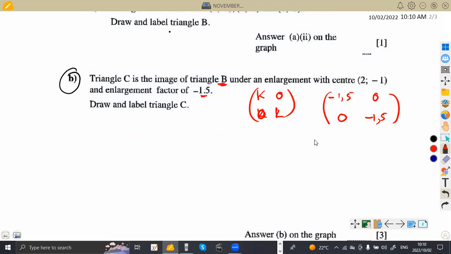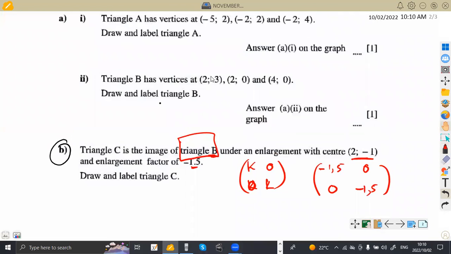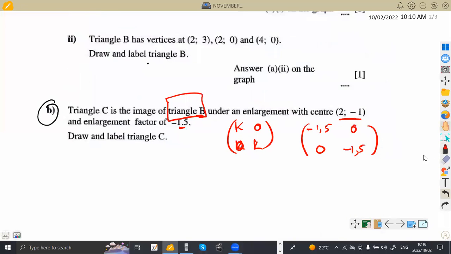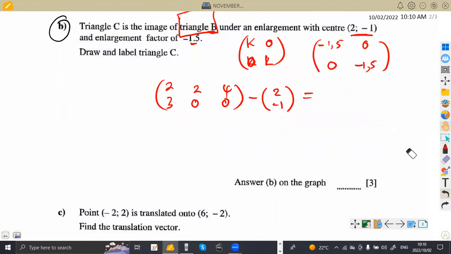But I told you guys, in order for you to use this matrix, you must remove the center from the coordinates of the object. Your object in this case is triangle B. So this is our B here. These are the coordinates that you're going to use, 2, 3. So you're going to subtract the center first, 2, 3, 2, 0, 4, 0, like that. Then we subtract the center. What is the center? 2 minus 1. Okay. So what are you going to get? I'm just going to subtract it here so that we can utilize this space for calculation.